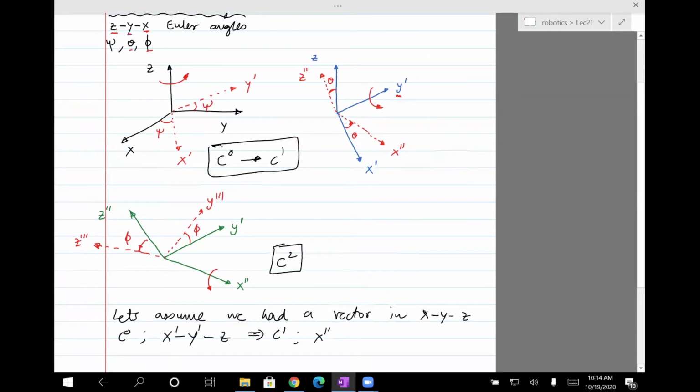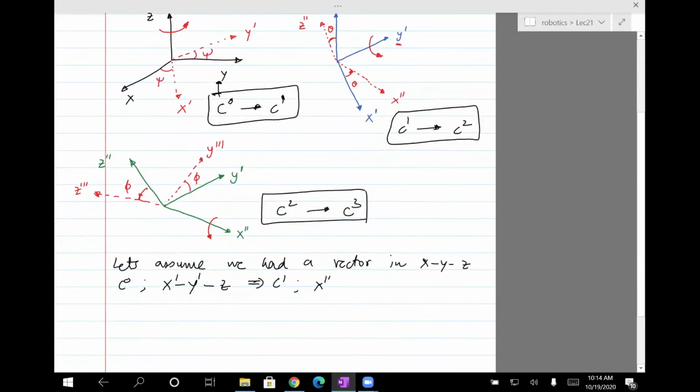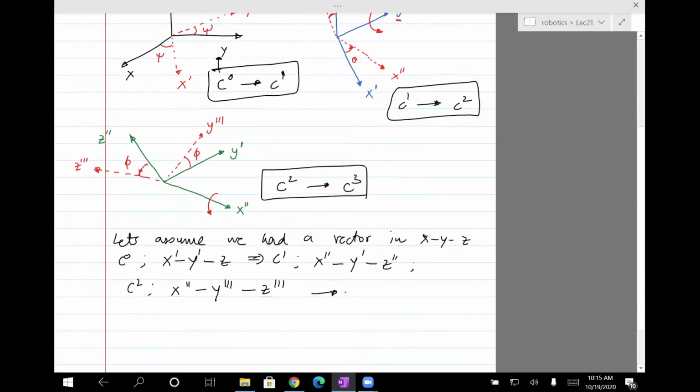C0 is the configuration in the original frame, and 1 is for the prime frame. Then C1 becomes C2, and C2 becomes C3. So this is perhaps a better way of writing it down. Okay, so then we have X prime, X double prime, Y prime, Z double prime, and then we have C2, which is in X double prime, Y triple prime, and Z triple prime. Okay, and then finally we end up with C3.